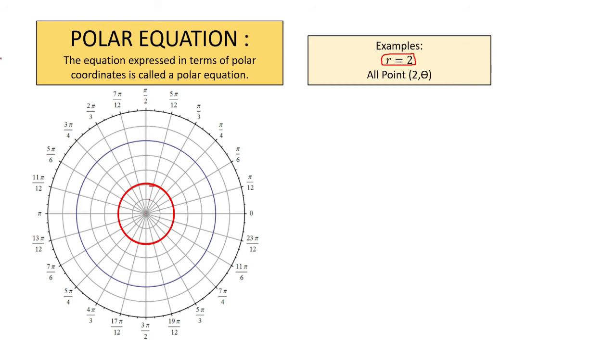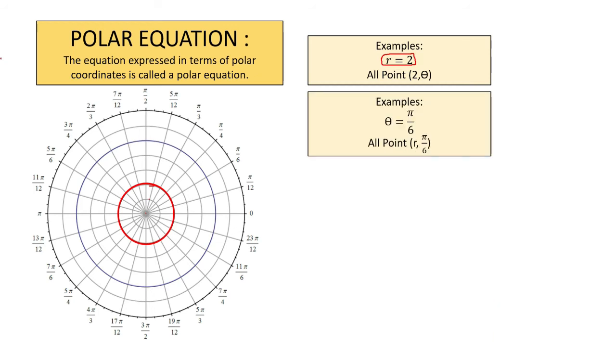Okay, now another example. Theta equals pi over 6. All the points with the angle pi over 6. You find the angle; remember, the angle pi over 6 is here. And r can be any radius, whatever. Now that's the line. All the points that satisfy the angle pi over 6, with any radius, form the line. Now the way to represent the line is theta equals pi over 6.